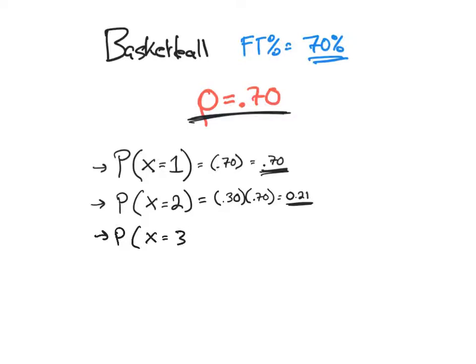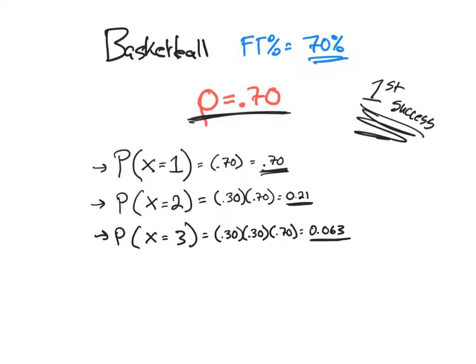Let's do another one, so we can kind of get this idea. What about the 3rd shot? Well, what has to happen on the 1st shot? We missed it. What happens on the 2nd shot? You missed it. What happens on the 3rd shot? You made it. So 0.3 times 0.3 times 0.7, and I get 0.063. So there's a 6% chance that I don't see my first success until the 3rd shot. So again, what are we looking for? First success. I'm always looking for the first success. What shot does that come out on?